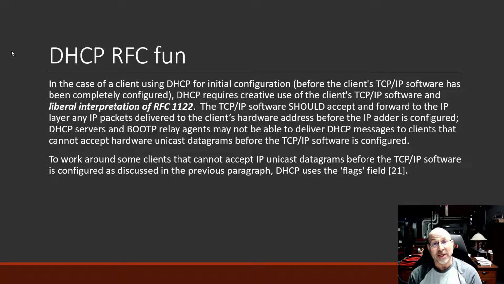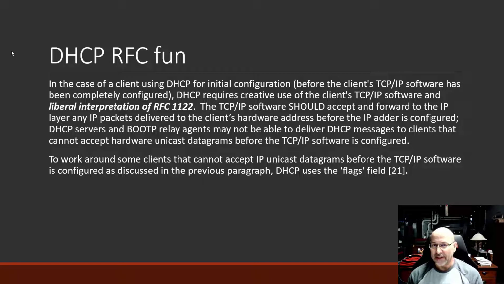Now 1122 is the TCP/IP model, 1122 and 1123. TCP/IP software should accept and forward to the IP layer any IP packets delivered to the client's hardware address, so MAC address. So what it's saying here is that, hey, if I send you anything to your MAC address, go ahead and process it. Well, of course, we don't know if we really want to do that. We might look at it, but we don't know if we want to process it. But we're talking about passing something up to the IP layer just because you got a frame with your MAC address in it.